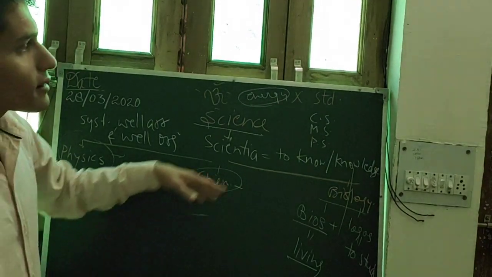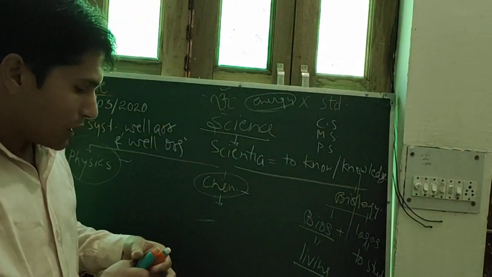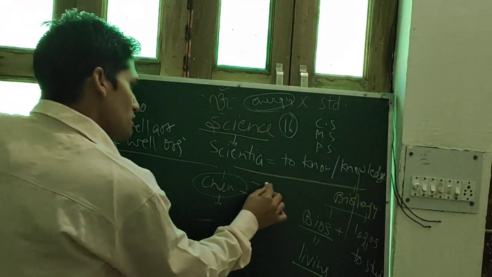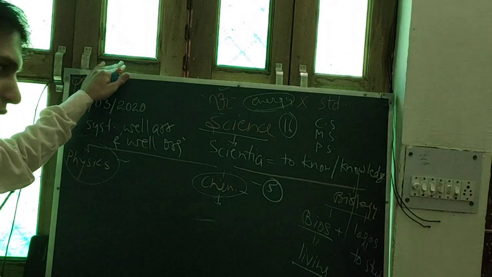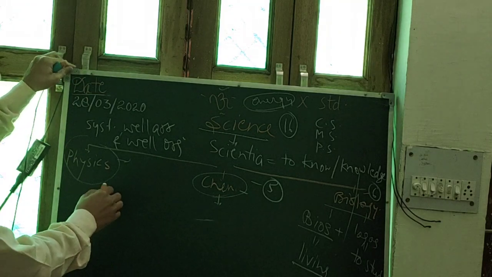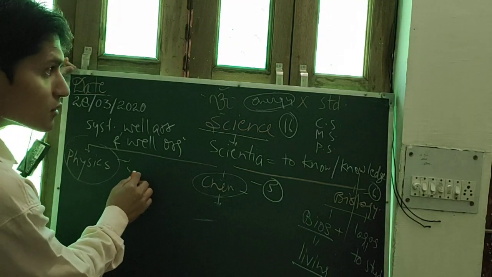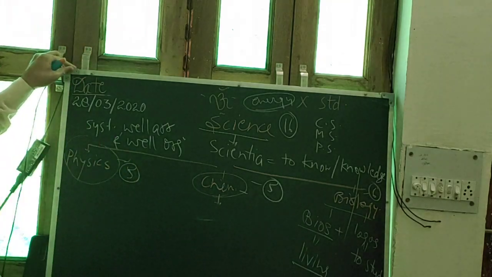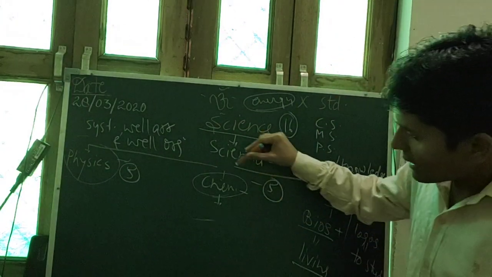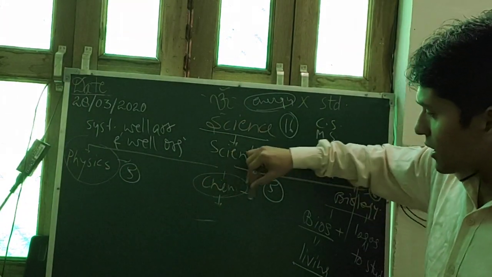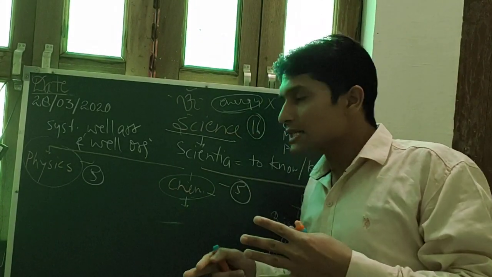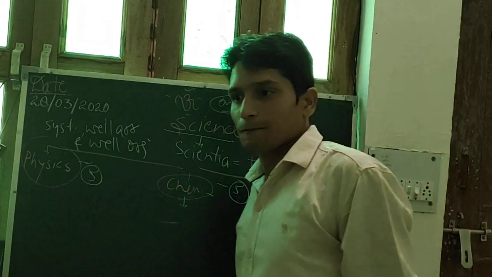If I talk about the 10th standard NCERT, there are a total of 16 chapters: 5 chapters of chemistry, 6 chapters of biology, and the remaining 5 chapters of physics. Is that clear? Okay. First we will cover chemistry and biology. After 10th, chemistry and biology become a single subject, that is called biochemistry.